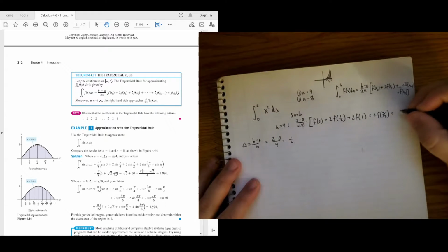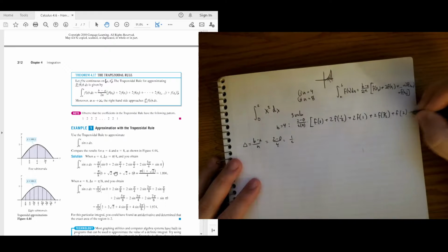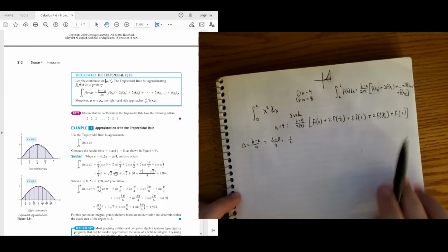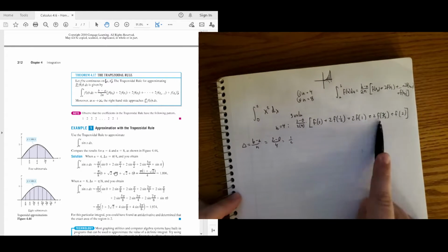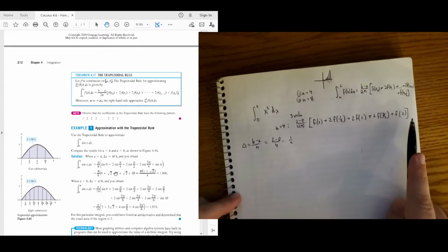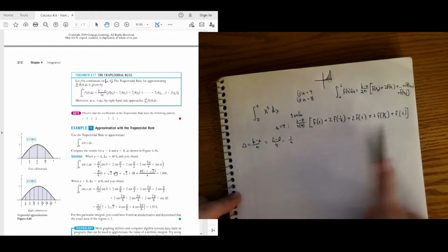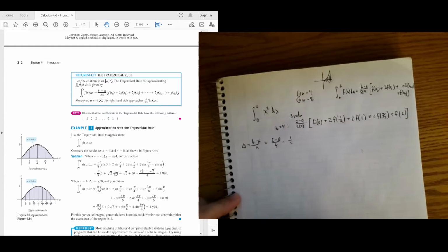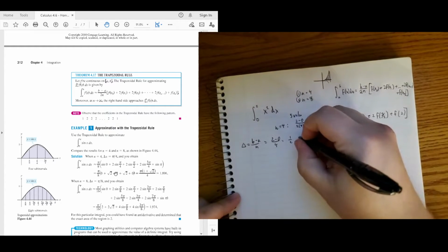And then finally, the last value is there. So we have a total of 5 values, 1, 2, 3, 4, 5 values, exactly as predicted. The first value is our A, the last value is our B, and each value is separated by our delta of 1/2.